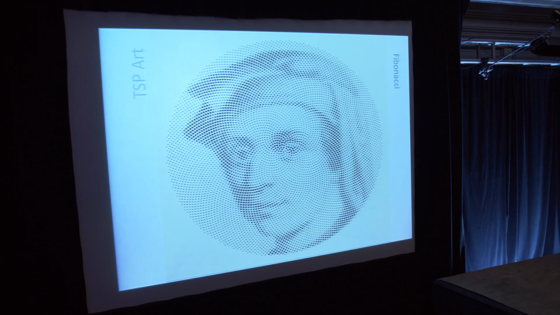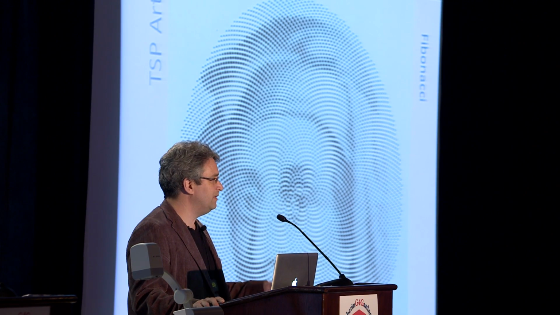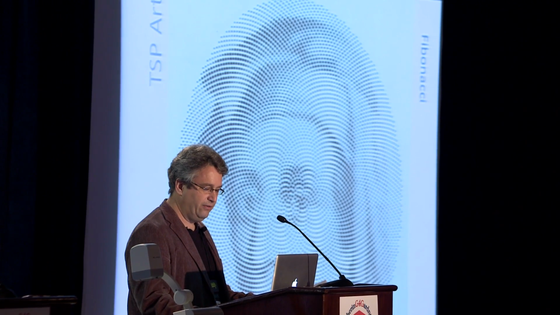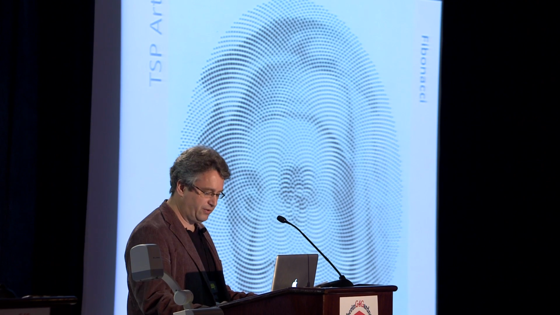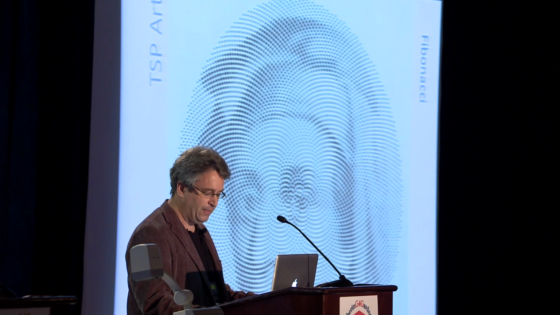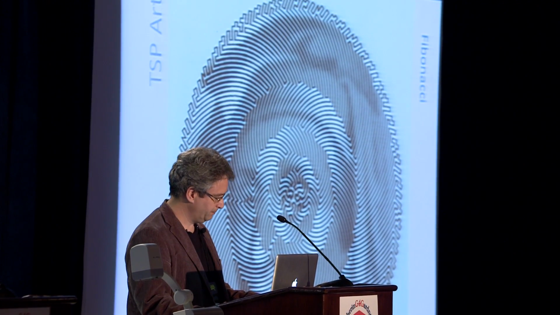For this one, I used a simple phyllotactic algorithm, a model of phyllotaxis, to generate a bunch of dots in the same way that I understand that plants position their seed patterns. And by varying the radii of the dots, I got this image of Fibonacci. Then, viewing these dots as cities in a traveling salesman problem, I was able to solve the traveling salesman problem for it and produce this piece of TSP art.